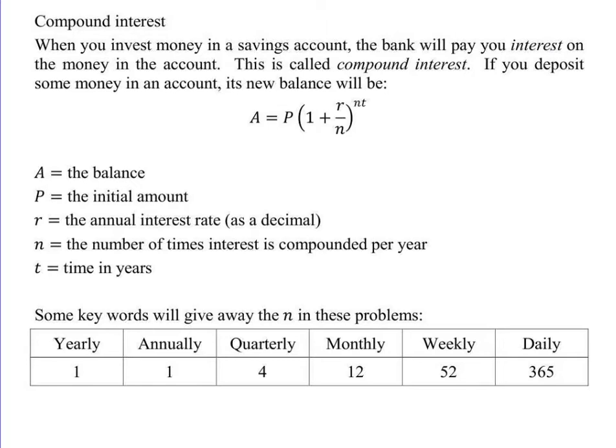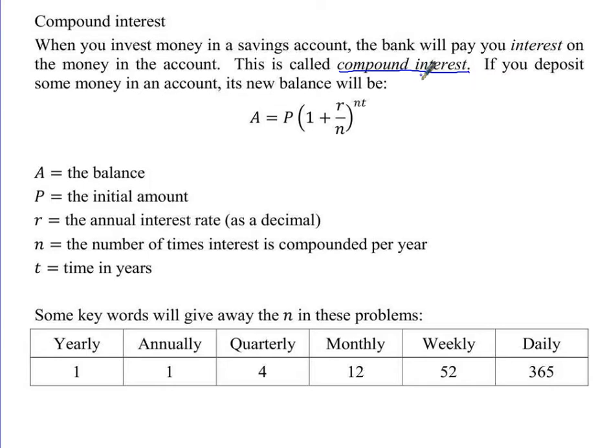And here we go. When you invest money in a savings account, the bank will pay you interest on the money in the account. That's the whole idea behind investing money. You probably have parents who are doing that, retirement accounts and things. This is called compound interest. If you're ever getting a loan or you're investing in a bank or you want to open an account, you want to ask them how they do their interest. What is the interest rate and how often do they give you interest?